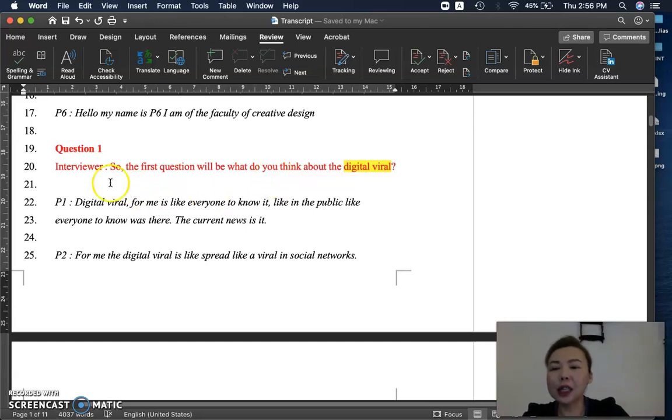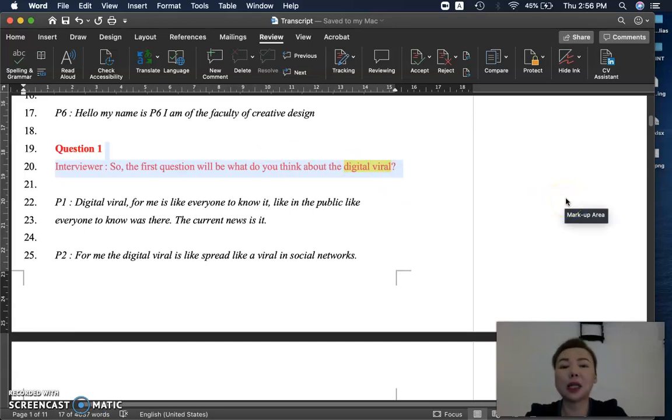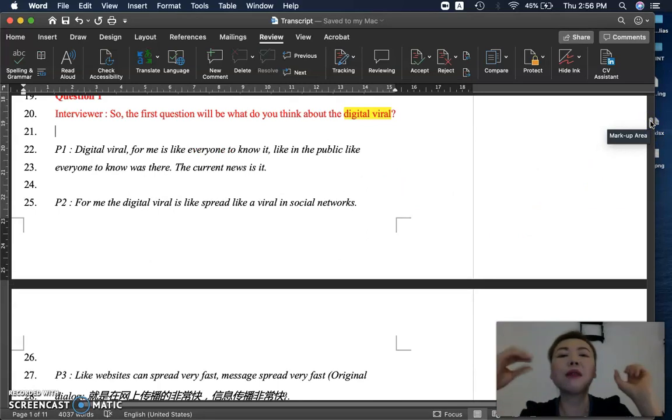The interviewer asks, the first question will be, what do you think about digital viral? You can see the topic is on the success factors of viral marketing, viral messages. So the real question starts here. You must always have a clear mind that the whole research is to find the success factors of digital viral marketing. So you try to find in the answers what makes them share the video, spread the news, spread rumors, or spread whatever news article they have.